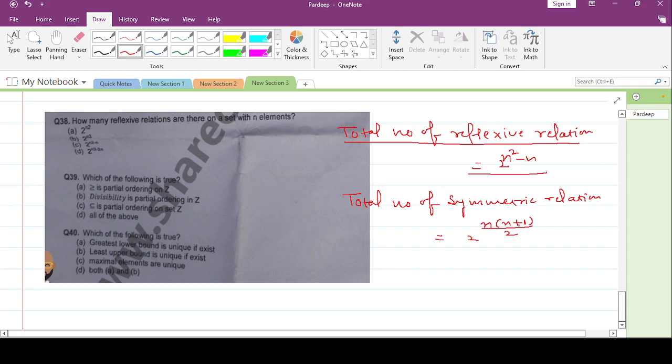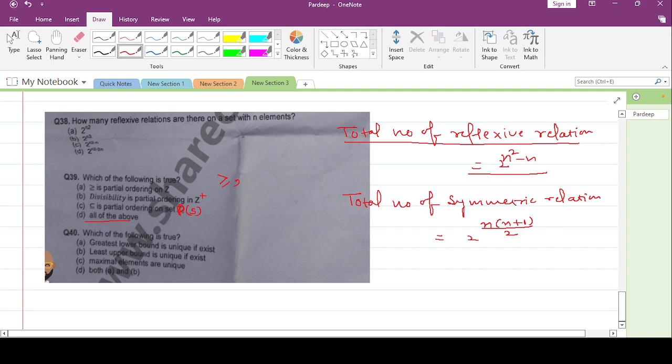Now, next is which of the following is true. Greater than or equal to is a partial order relation. It is correct, because I have told you in the previous question also, divisibility is a partial order in Z. This is correct, though it should have been Z plus. Then subset is a partial order relation on PS, the power set. And then all of the above.